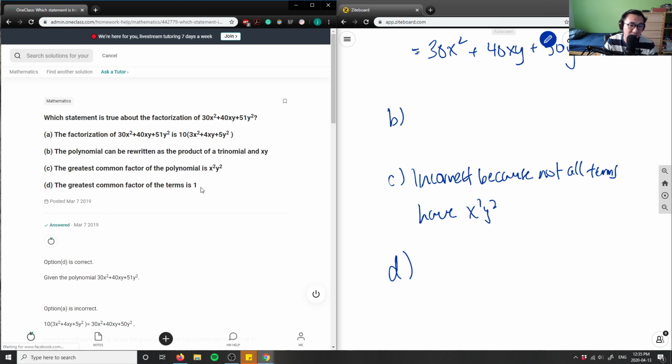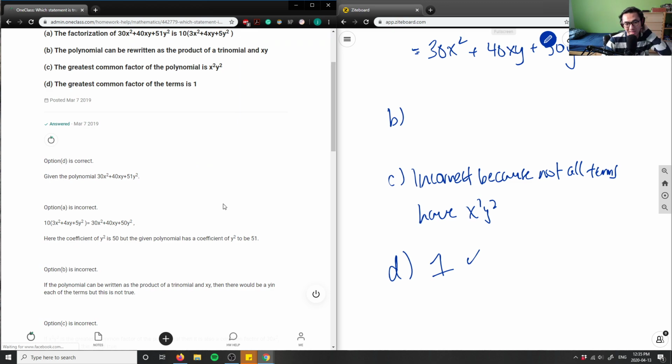And D here, the greatest common factor of these terms is 1. D in this case is correct, because the only thing common between these three terms is 1. So this is actually correct. Let's go back to option B. B here is incorrect.